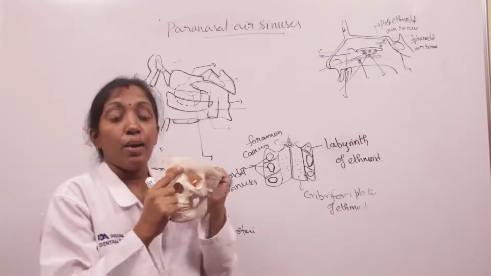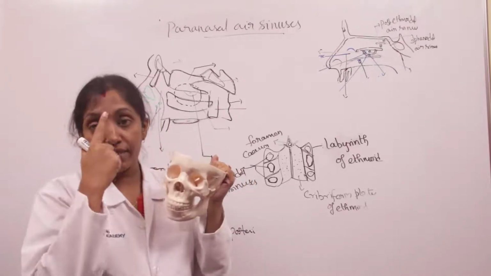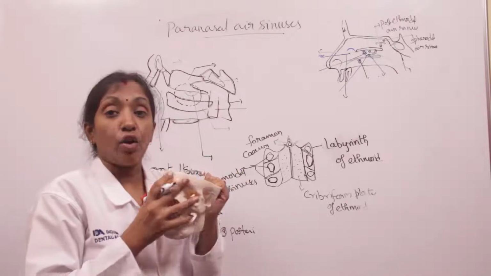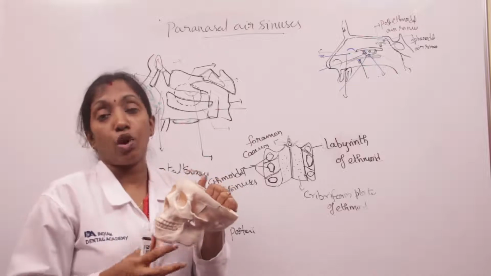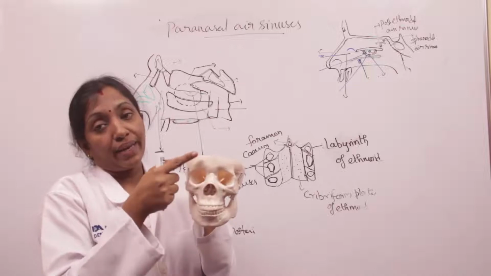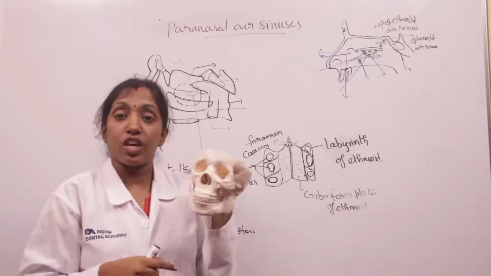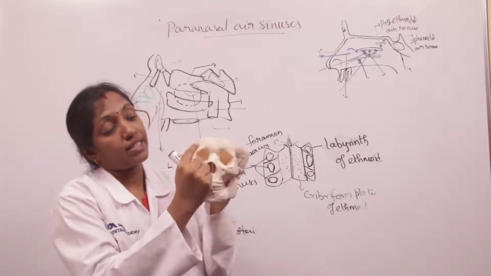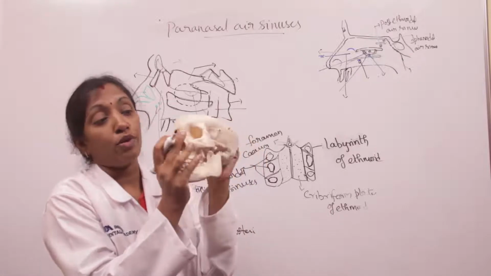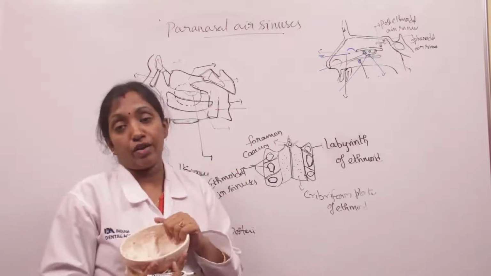It extends upwards at the medial end of the eyebrow, and also backwards into the orbital plate of the frontal bone. So the frontal air sinuses are present behind the frontal bone, deep to the superciliary arches, which correspond to the eyebrows. Deep to the medial end of the eyebrow, they extend upwards and backwards into the orbital plate of the frontal bone.